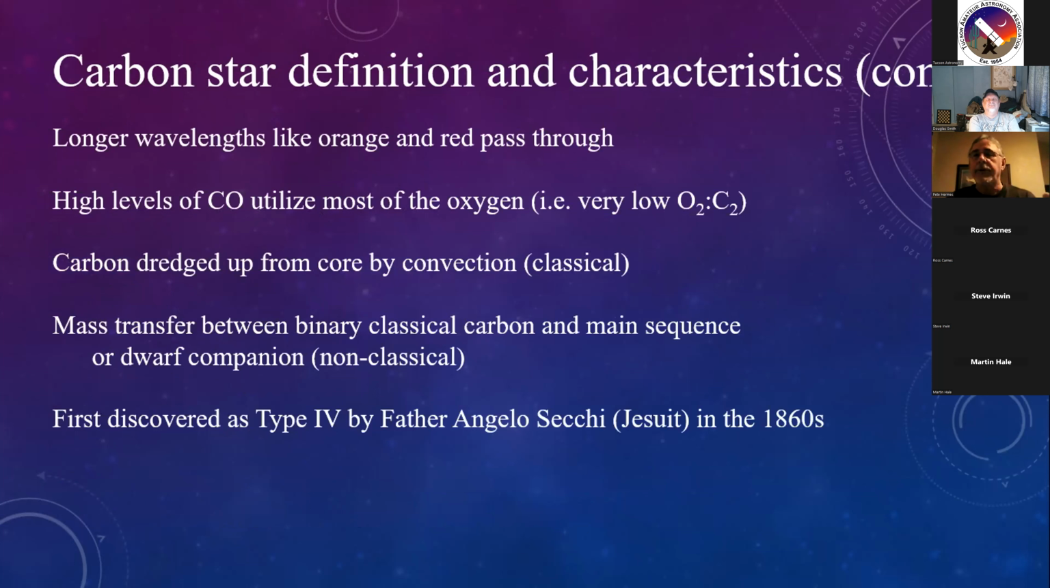If you want to call it atmosphere, I mean, stars for the most part do have atmospheres, a little bit different than what the planetary bodies might have, but they do have the area immediately surrounding the star. High levels of carbon monoxide utilize most of the oxygen. So thereby, there may result in low concentrations of elemental oxygen, elemental carbon in some cases.